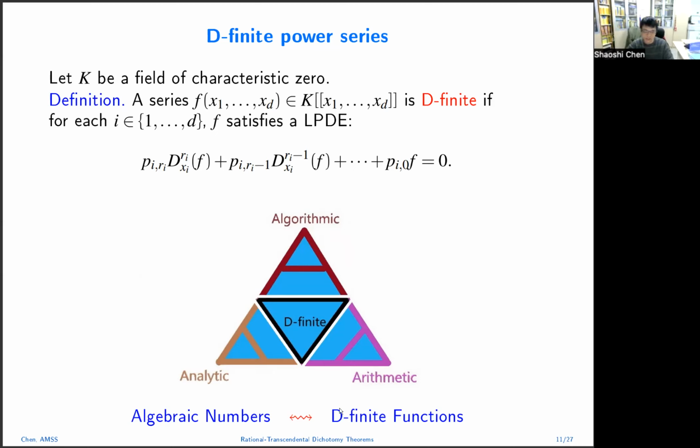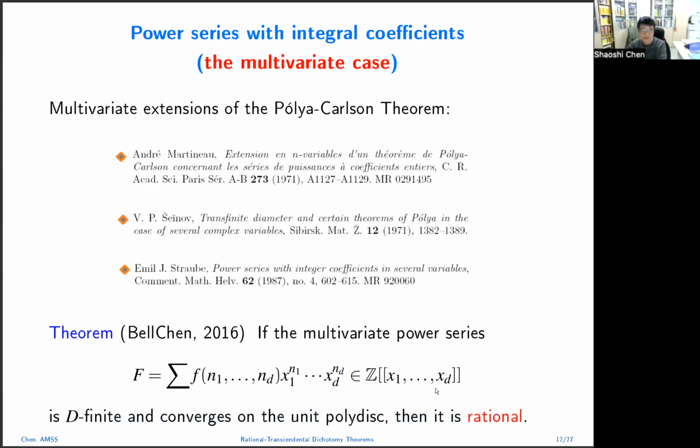In our opinion, there is a very rough analogy between algebraic numbers and D-finite functions. Sure, you can replace this by algebraic functions, but I think a better analogy is D-finite functions. It is more like algebraic numbers in the power series setting. As I said, the goal of our long-term project is to try to extend most of the classical results from the univariate case to the multivariate case.